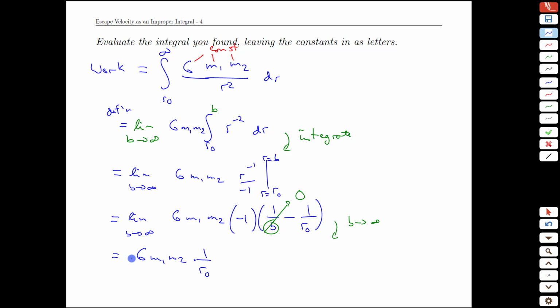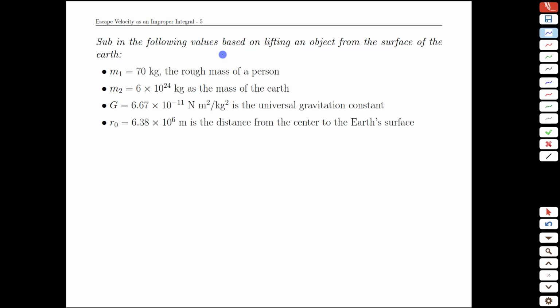And so what plays a role in our work calculation is simply the gravitational constant, the size of the two masses, and how far we were originally from the center of the Earth, the initial r naught. That's all that plays a role if we're going to lift some object from the surface of the Earth out towards infinity. What we can do now is assess this in a particular context.